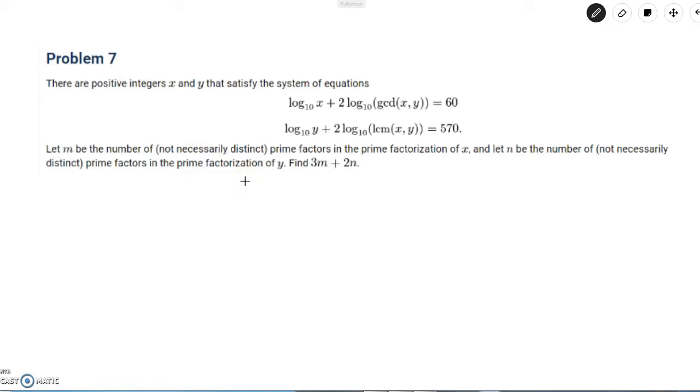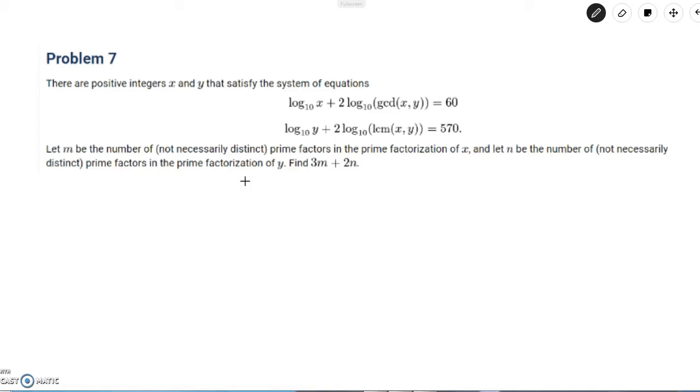Today we'll be covering 2019 AIME I problem number 7. The problem reads: there are positive integers x and y that satisfy the system of equations log base 10 of x plus 2 log base 10 of GCD(x, y) is equal to 60, and log base 10 of y plus 2 log base 10 of LCM(x, y) is equal to 570.